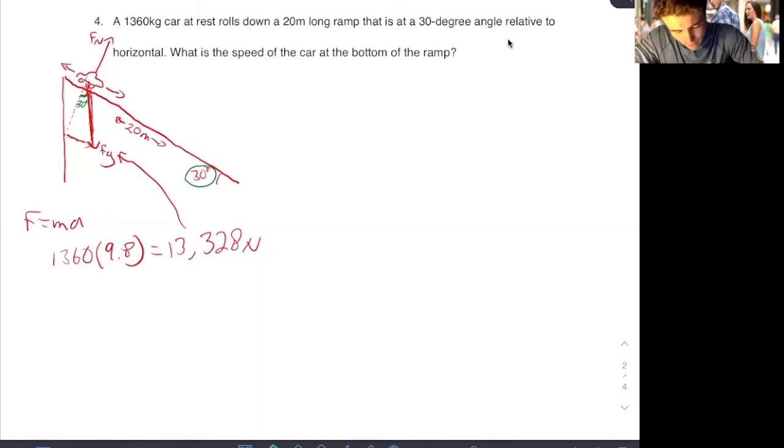Okay. So now we know that this is 13,328 newtons. So we can use some trigonometry to find what this is, right? Our force in the x direction.